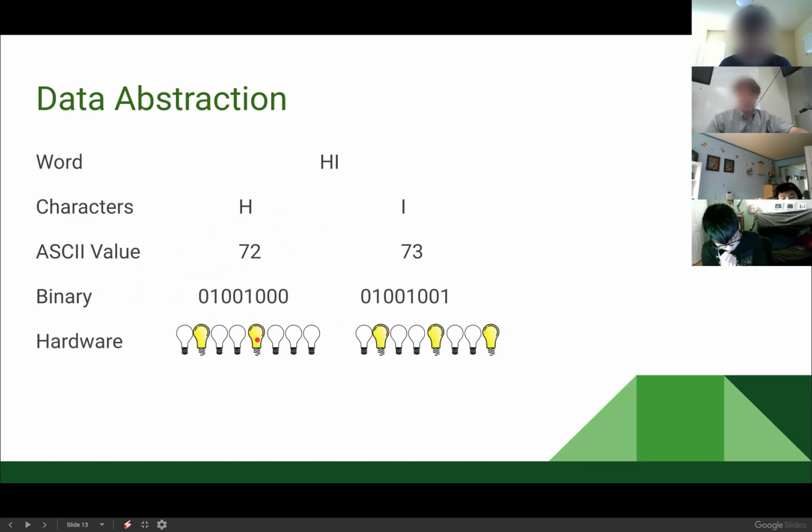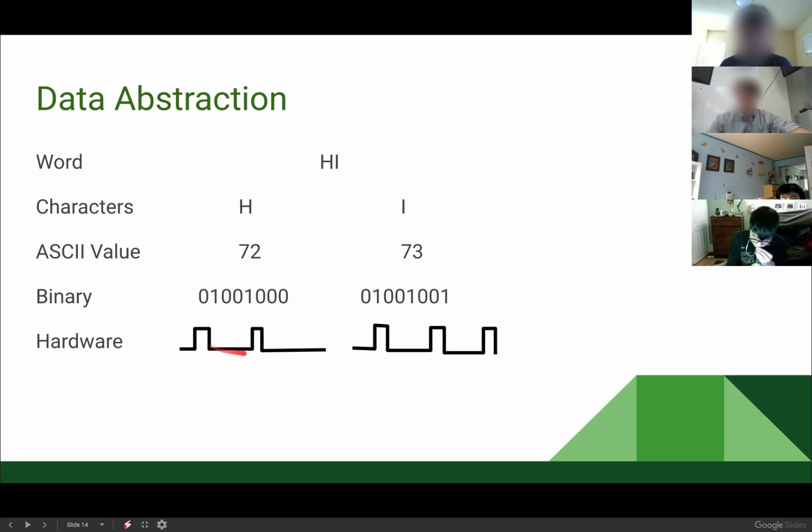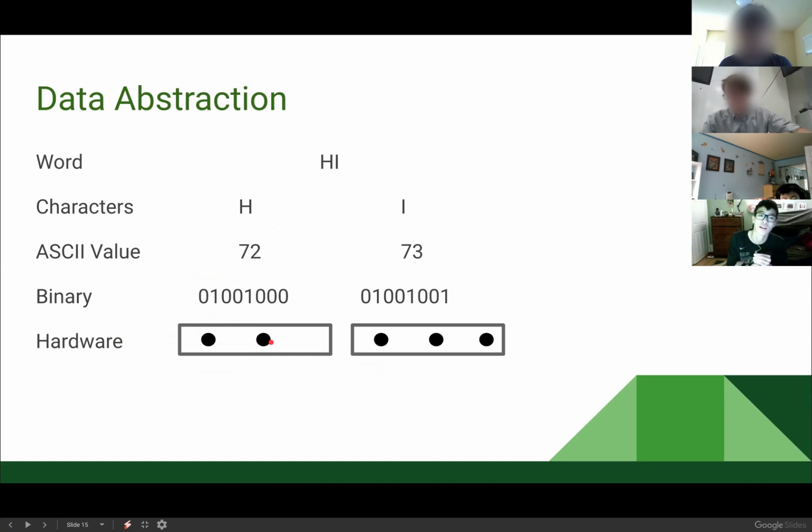And then even at a hardware level, we can say that with a 0, this thing is going to be turned off. With a 1, it's going to be turned on. So we'll have some sequence of things being on or off to remember that binary encoding. And we can represent that on and off in a variety of different visual formats.